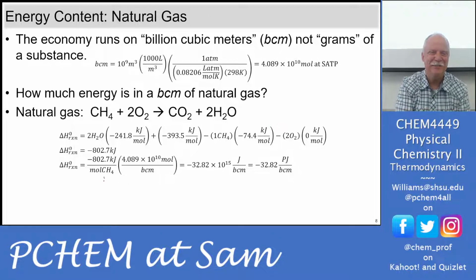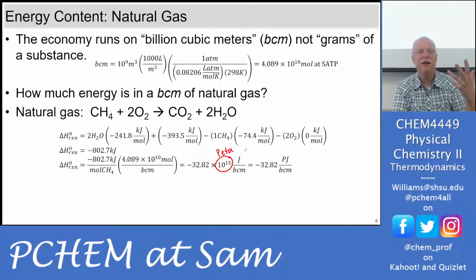So then we end up with 802 kilojoules, okay, for just 1 mole. And so how many moles in a billion cubic meters? 10 to the 10th. And so we end up with 32.8 times 10 to the 15 joules per billion cubic meters. And so 10 to the 15th is, if we go back to our prefixes, that's peta. So that's a petajoule per billion cubic meter.